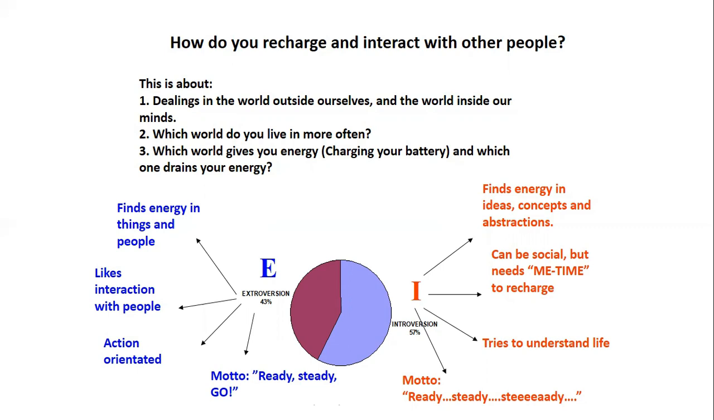So if you have a look there at the pie chart, the extrovert will find energy in things and people. They like interacting with people, they are action orientated, and their motto is ready, steady, go. Whereas the introverts find their energy in ideas, concepts and abstractions. They can be social, but they need me time to recharge. They try to understand life, and their motto is often ready, steady, steady, but they kind of find it difficult to go.